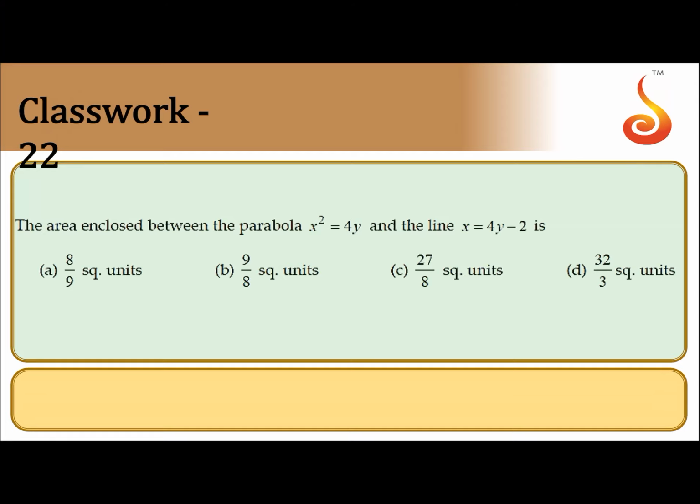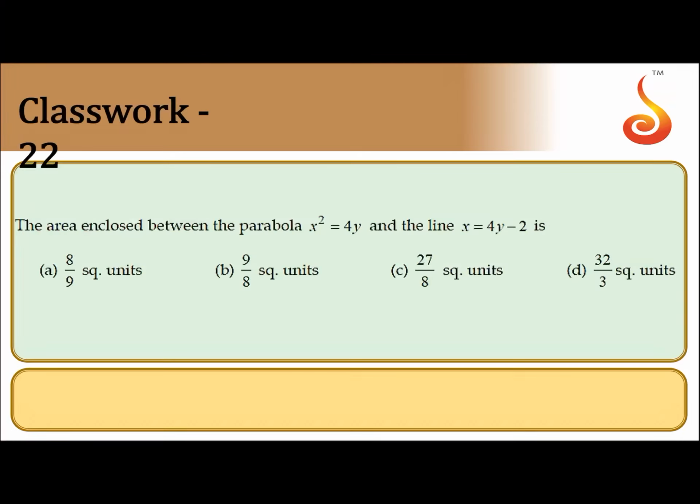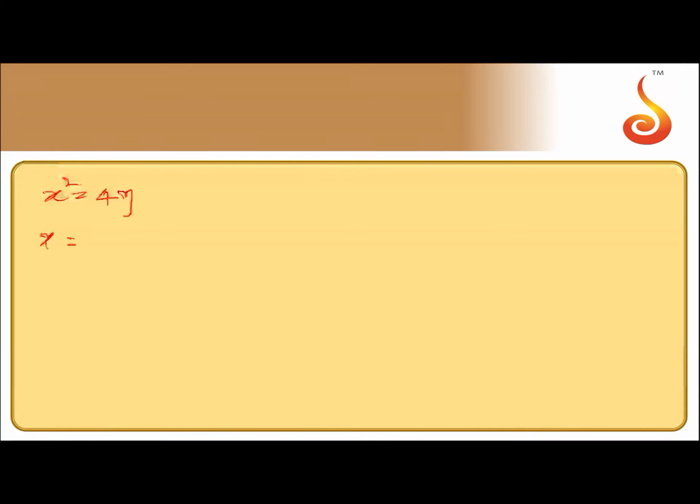Coming to the next one, area enclosed between the parabola and the line. X square is equal to 4y, and x is equal to 4y minus 2. These are the two curves given to you. Of course, this is the parabola x square is equal to 4y, and this is nothing but a straight line, and both of them intersect at 2 points. Let's see their points of intersection.